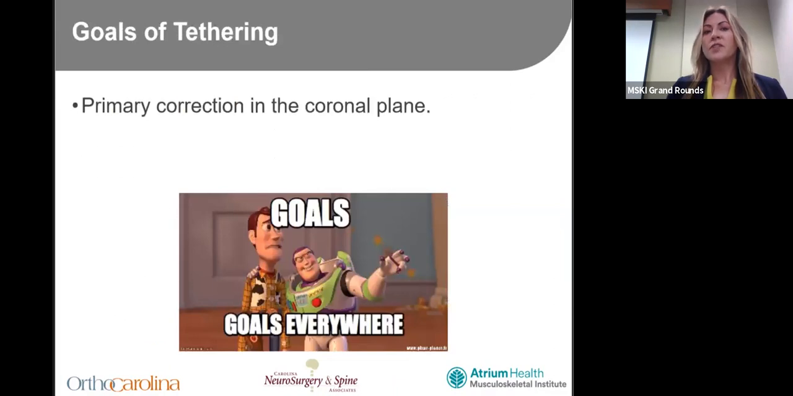So some goals of tethering. Overall, the primary correction is going to be in the coronal plane. In contrast to bracing, tethering is focused on correcting or at least significantly decreasing deformity. It's not just trying to stave off a future procedure.